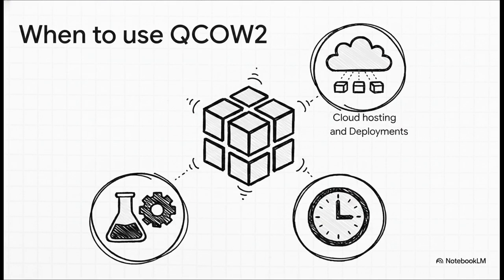And when is QCOW2 the right call? Pretty much everywhere else. If you're doing development and testing, the ability to take a snapshot and roll back is just priceless. For cloud providers that are deploying thousands of VMs from one base image, the copy on write and thin provisioning saves an insane amount of storage and time. Basically, if you value flexibility, backups, and smart storage, QCOW2 is your answer.